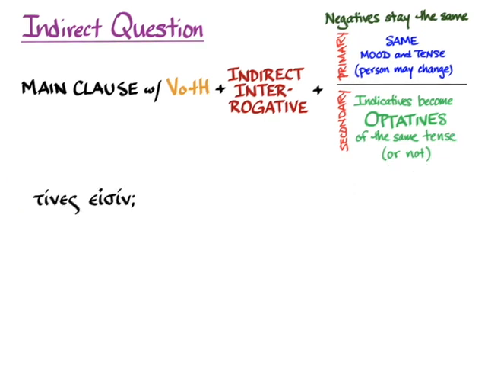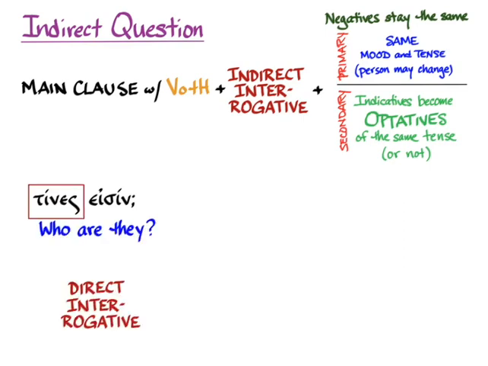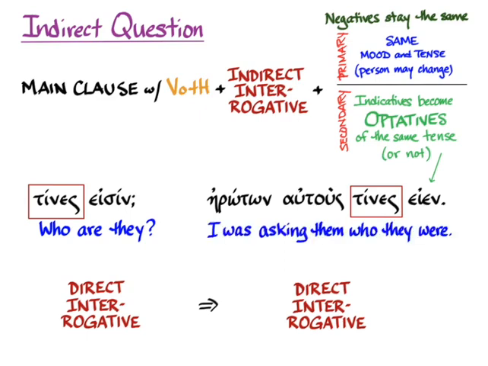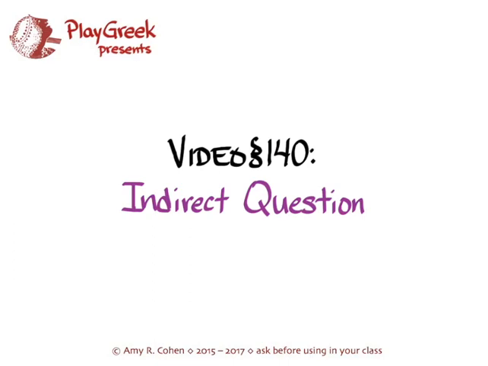And for our last example, tines eisin, who are they? There is our direct question, and we have a direct interrogative. And this example is to show you that every once in a while, a direct interrogative doesn't even change in an indirect question. We could still say, eroton autous tines eien. It stayed just the same, just as the good old direct interrogative, and we've switched into the optative because we're in secondary sequence and we get, I was asking them who they are. So be prepared for any of these possibilities and many more as you see different examples of indirect question in Hansen and Quinn and in Greek in the wild.